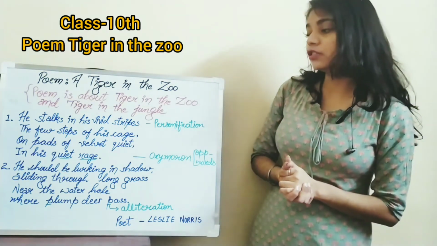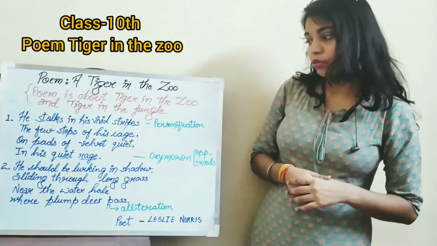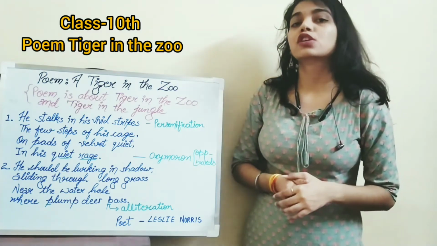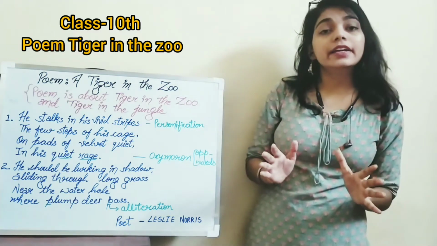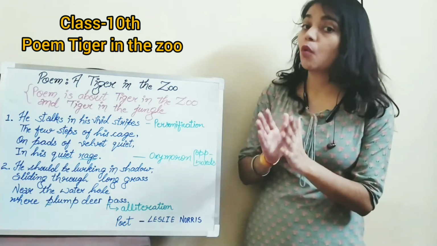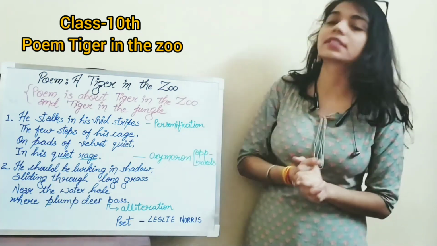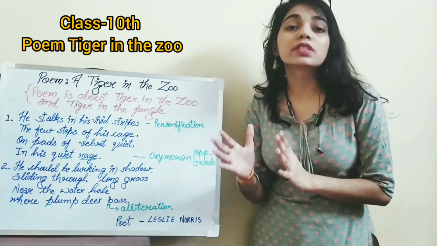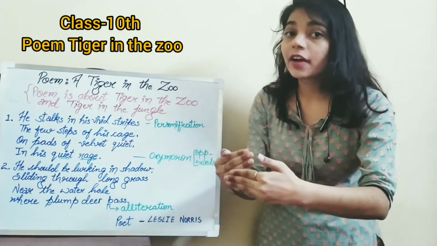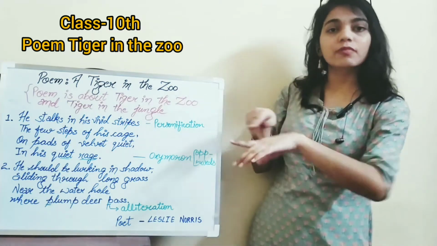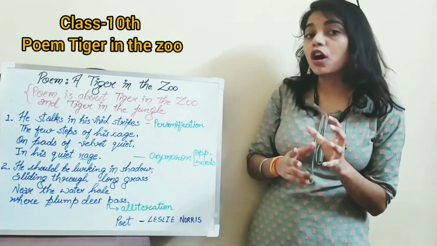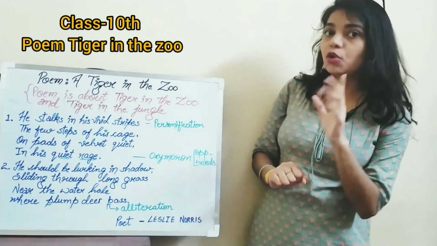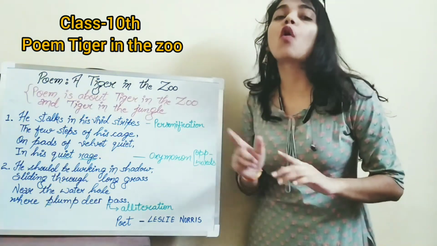He should be lurking in shadow, sliding through long grass near the water hole where plump deer pass. So the tiger wants to hide himself, lurking means hiding himself. So the tiger is going to hide himself. Who is he going to hide behind? Behind the long grass. Why? Because he wants to grab a deer, and he's going to hide near a water hole.